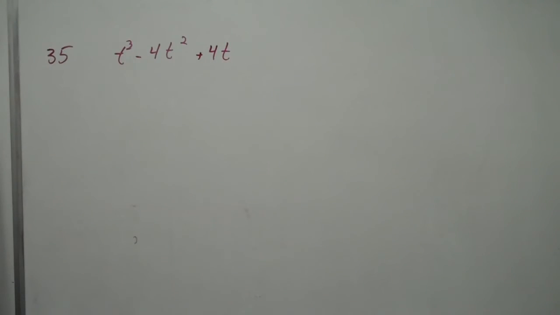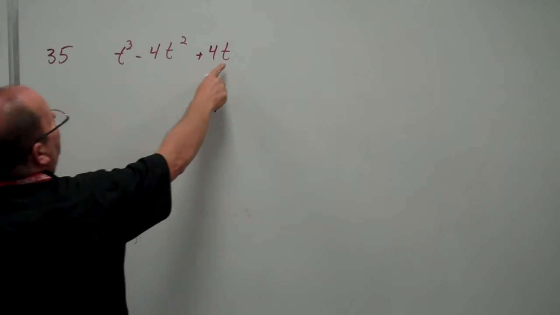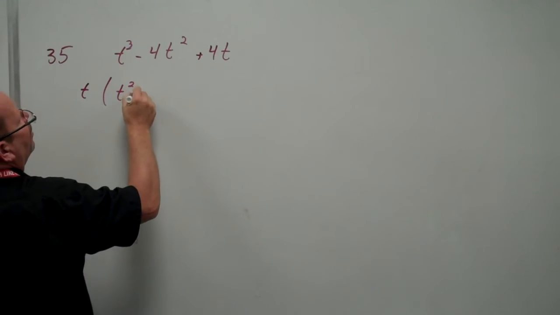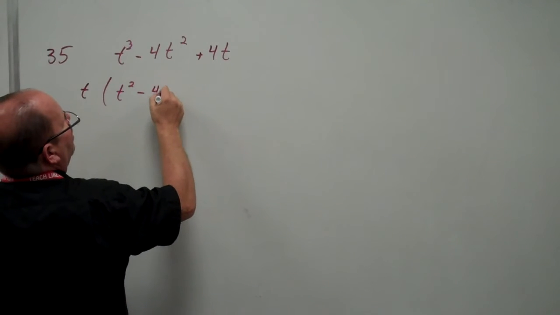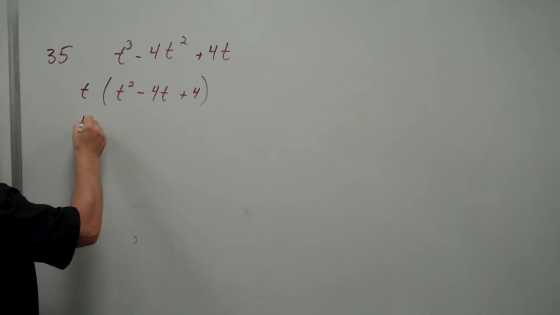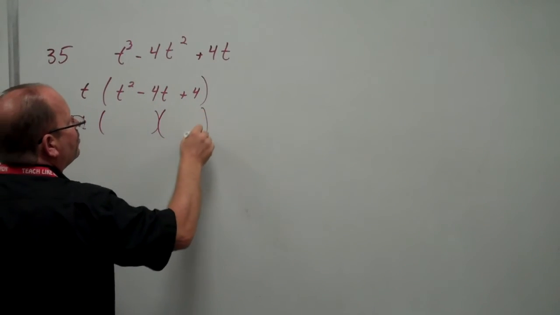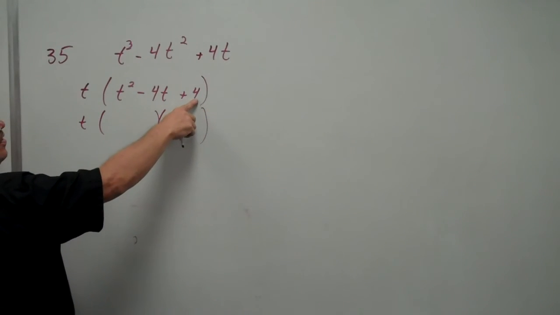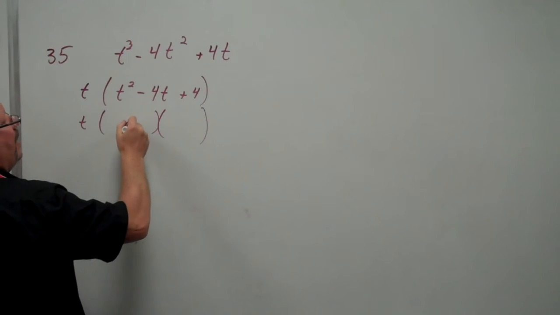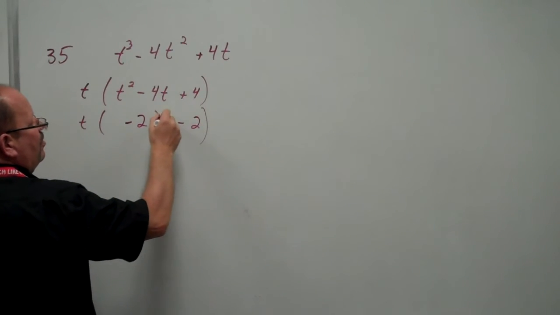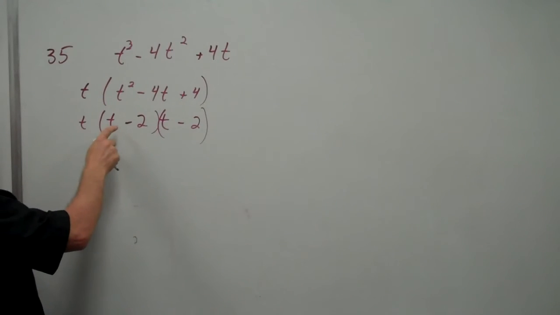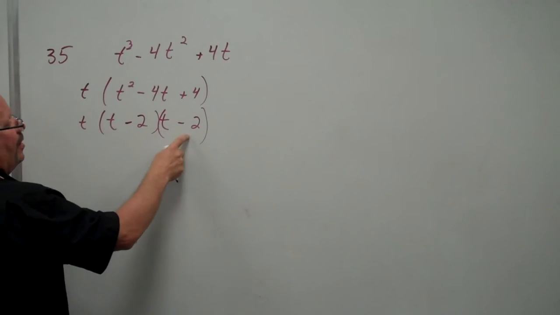Okay, well, the first thing I'm going to do is factor out a t. So t times t squared minus 4t plus 4. Factored out a common factor. And then I'm going to factor this. Two numbers that multiply together to give me 4 and add together to give me negative 4. That's an easy one. Negative 2 and negative 2. So I have t times t minus 2 times t minus 2.